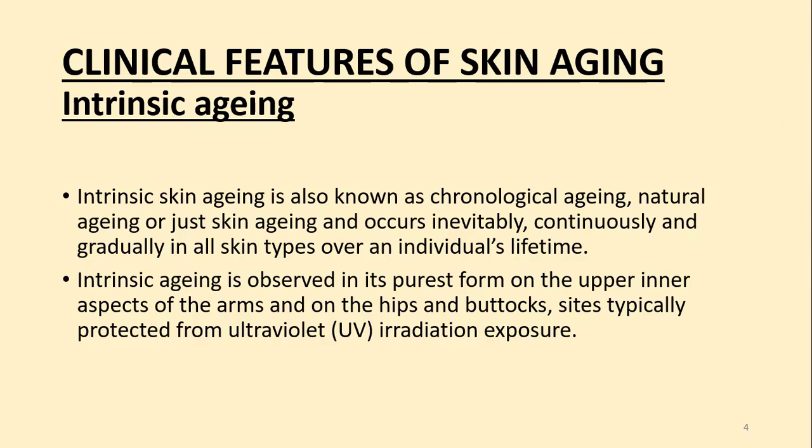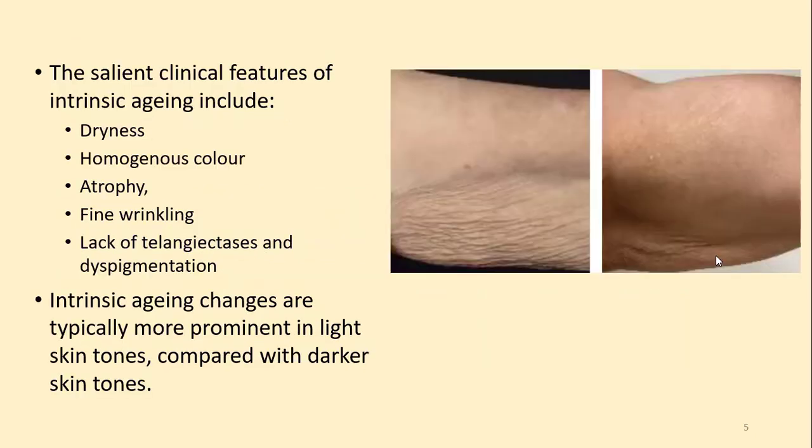The intrinsic aging is observed in its purest form on the upper and inner aspects of arm, hip, buttocks. These are the sites which are typically protected from ultraviolet light, so the external aging has no influence on these areas. The salient feature of intrinsic aging is the dryness, the homogeneous color, skin atrophy, fine wrinklings, and lack of telangiectasias or dyspigmentation.